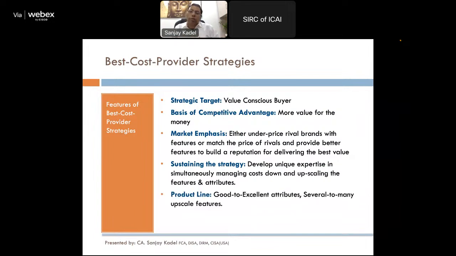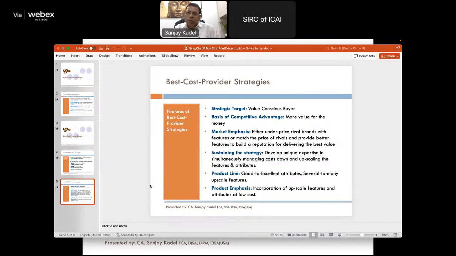Product line means what kind of products they should give. They should provide good to excellent attributes and several to many upscale features. Upscale means upgraded high features. Product emphasis, incorporation of upscale features and attributes at low cost. So these are the two important concepts in chapter number 5.